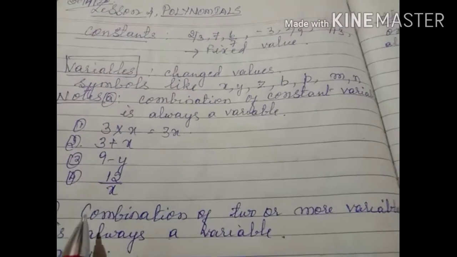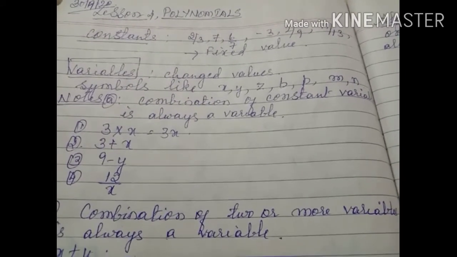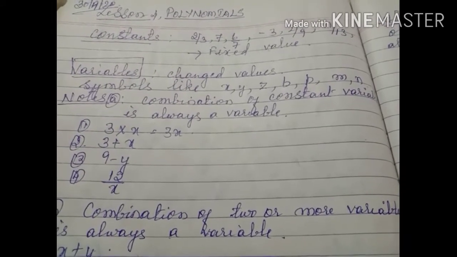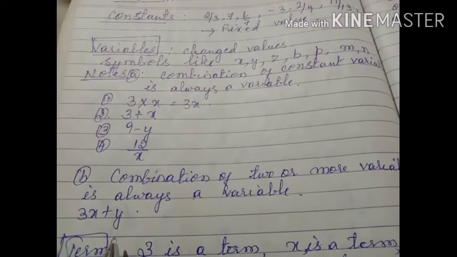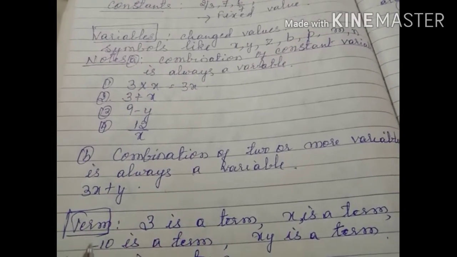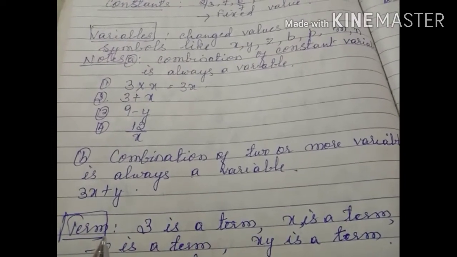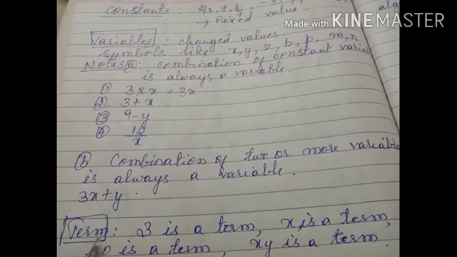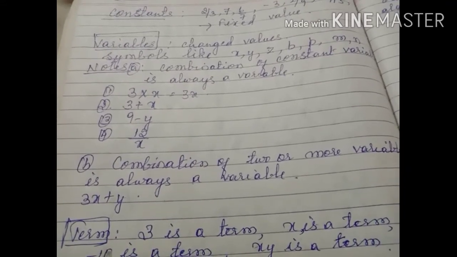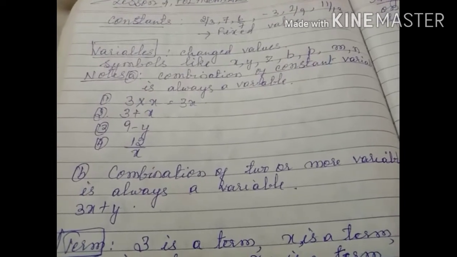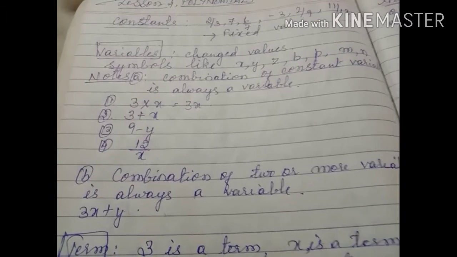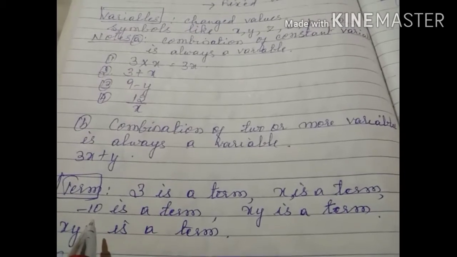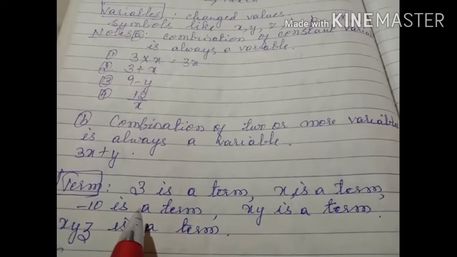Then our next rule is, combination of two or more variables is always a variable. Now 3x plus y, you can give as an example. Okay, next what is a term? A term, we can say, is a numeral, that means constants we studied now. So 6, just 6, is also one term. Then x is also a term, and minus 10 is a term, and xy is a term.